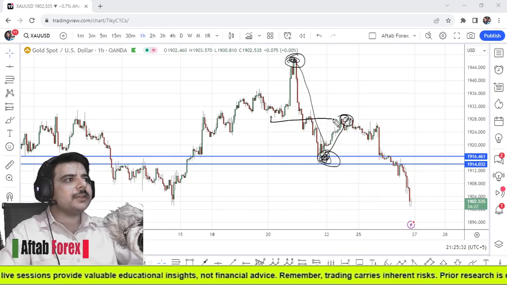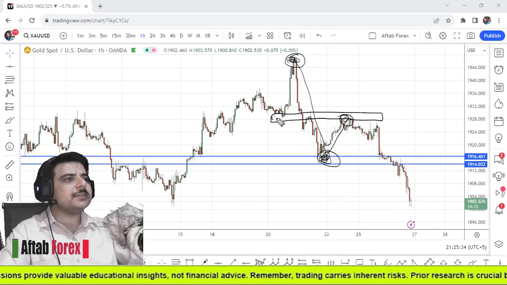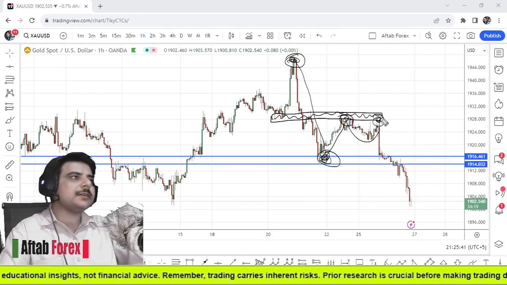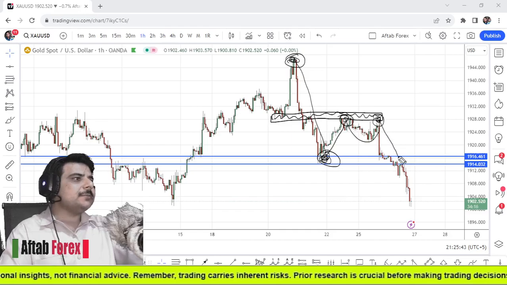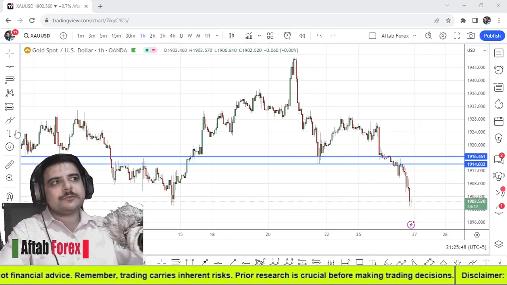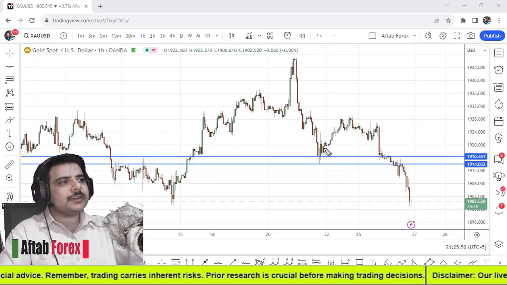The market took a very nice rejection from the previous broken level, and not just once but twice it took this rejection, and the market came back down. So definitely, what's next? First of all, we have to find out the trend in the market.